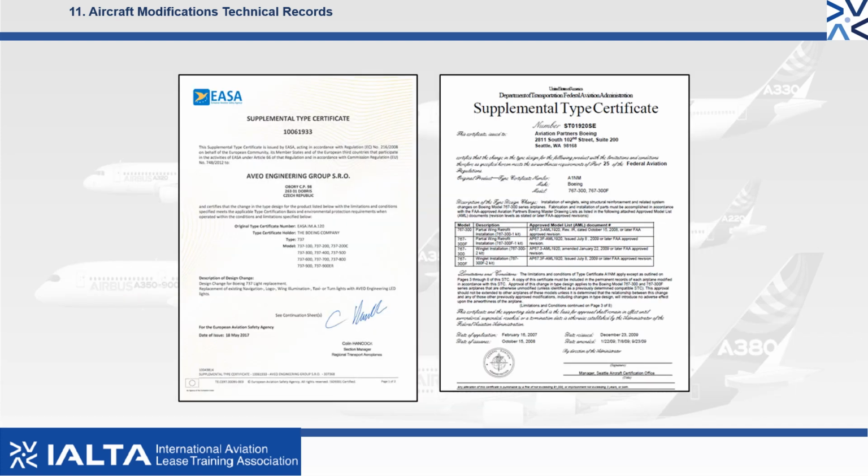At this point, we should explain that STC stands for Supplemental Type Certificate. In simple terms, this is a modification not designed by the OEM, but instead is created by an approved design organization that holds a specific approval in the aircraft type. In EASA, this approval is referred to as Part 21J Design Organization.